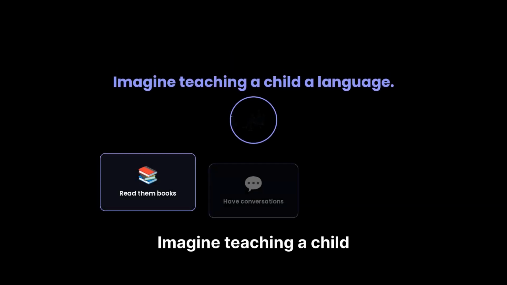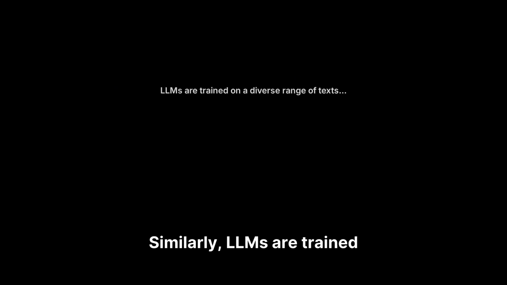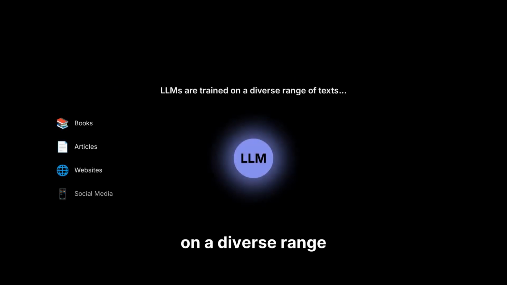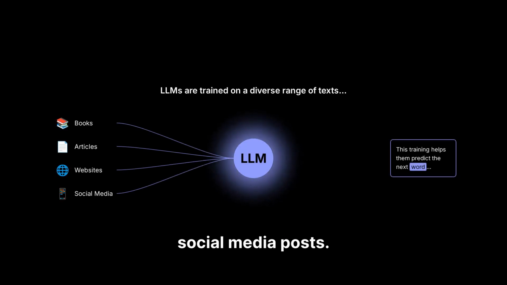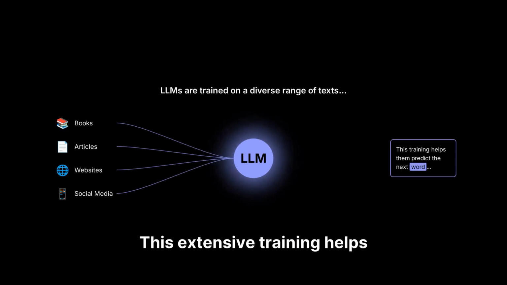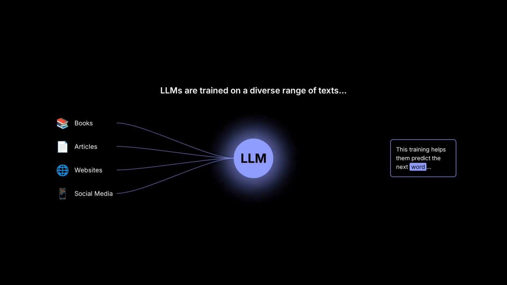Imagine teaching a child a language. You would read them books, have conversations, and expose them to various forms of communication. Similarly, LLMs are trained on a diverse range of texts, from books and articles to websites and social media posts. This extensive training helps them to predict the next word in a sentence, understand context, and generate coherent responses.